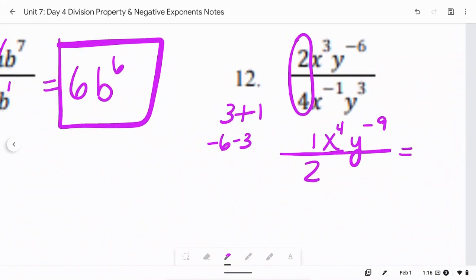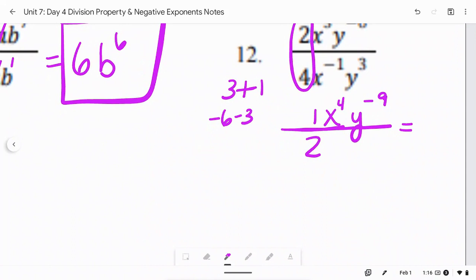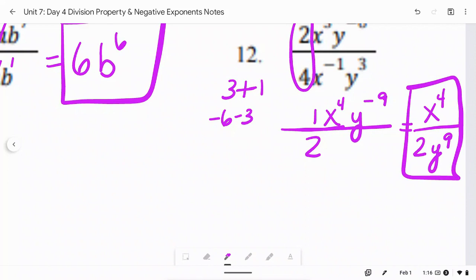Again, I can't leave my answer like this because I have a negative exponent. So x to the 4th is going to stay in the numerator, and then 2 will be in the denominator and bring down y and make it to the positive 9th power. So x to the 4th over 2y to the 9th power would be your final answer.